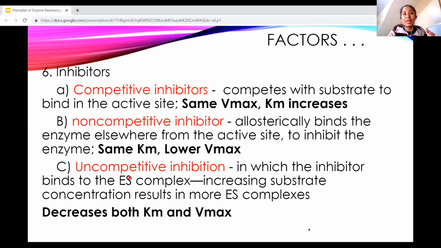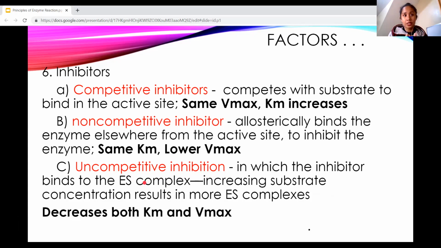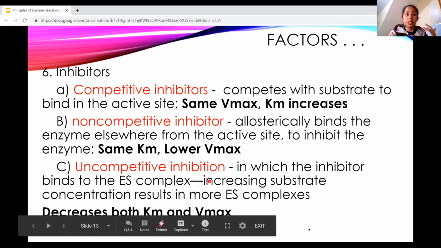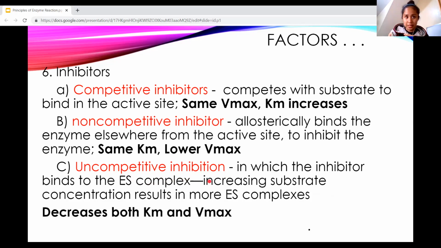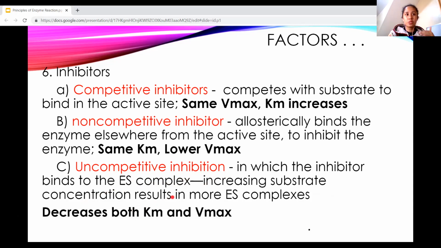Next class, we have uncompetitive inhibition. Uncompetitive. So in which the inhibitor binds to the ES complex. So not in the active site, not in the allosteric site, but through the ES complex. Increasing substrate concentration results in more ES complexes. Yeah, it binds in the ES complex. What happens is it decreases both your Km and Vmax. So this is worse when we say uncompetitive inhibition.